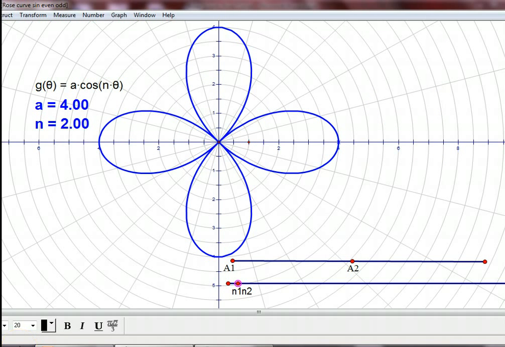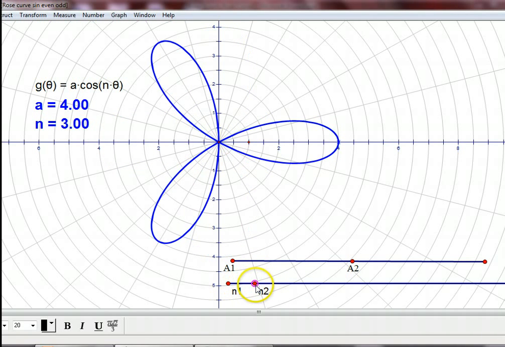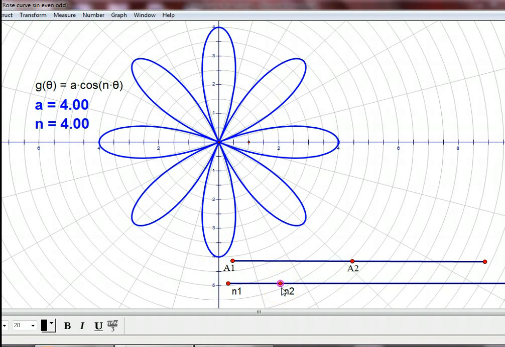Okay, so here we have a cosine graph given by a cosine n theta. At this point, a is 4 and n is 2. What we want to do is change our value of n and see what happens to our graph. Notice that right now n is 2 and we have 4 petals. Now n is 3 and we have 3 petals. Now n is 4 and we have 8 petals.